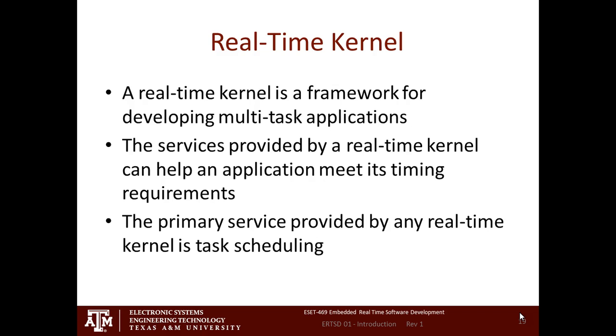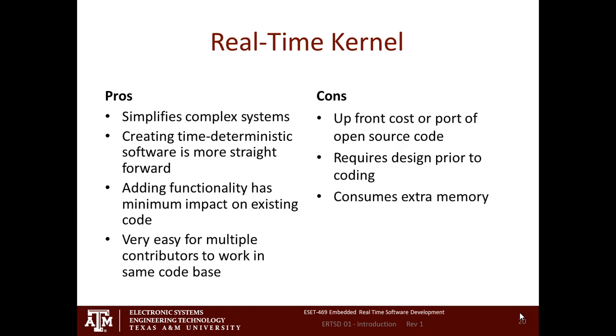So the services provided by a kernel all have to do with meeting timing requirements, and to some extent also communications between tasks, which kind of comes back to timing anyway, and you'll see that as we go on. So here are the pros and cons to a real-time operating system. Number one, a real-time operating system simplifies complex stuff. Always. No exceptions.